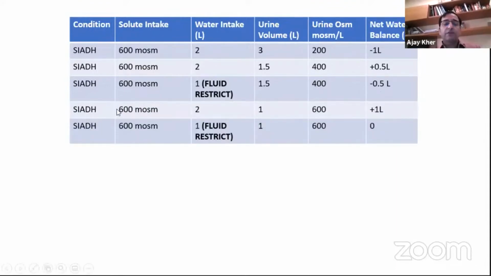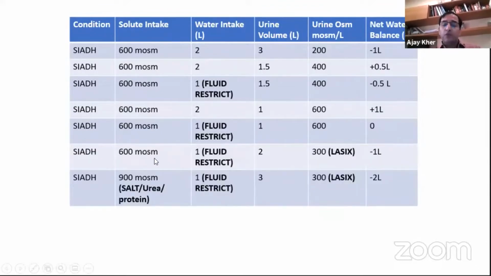In comparison, if you have a higher ADH level, with a urine osmolarity of 600, even if you take 2 liters, you're at positive 1 liter. If you fluid restrict them to 1 liter, the 600 milliosm will get excreted in 1 liter, and so your net balance is equal. So even if you fluid restrict someone, but their urine osmolarity is 600 milliosm per liter, they will be in net water balance and their hyponatremia won't correct, but it will be stable.